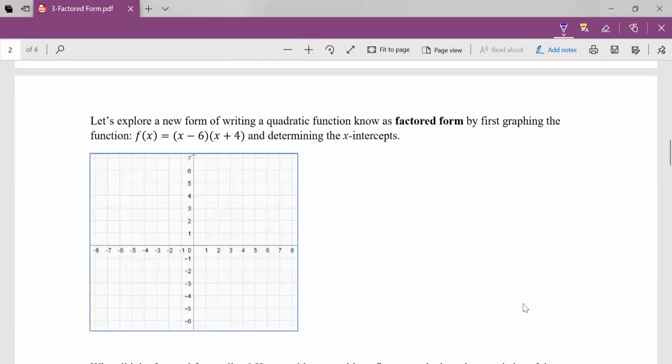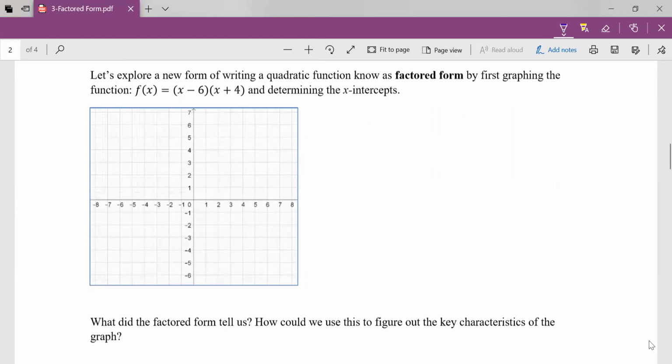So the first thing I want you to do, grab that graphing calculator, is look at this factored form here: f of x is equal to (x minus 6)(x plus 4). And what does this do to help us find the x-intercepts? So I want you to hit pause on your video. Graph that, find those x-intercepts, and then come on back and we'll talk about it together. See you in a moment.